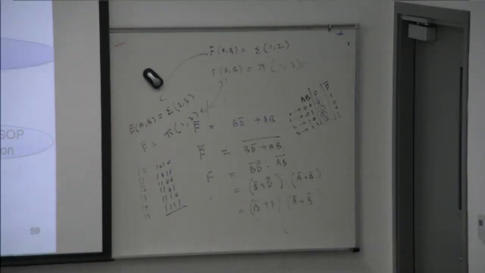Now we do another example. Example number 3. In example number 3, we have this sigma of m. What expression is this? What is this form? Sum of the minterm form. 2, 8, 10, and 15. How many ones? 4 ones. 1, 2, 3, 4. Okay.